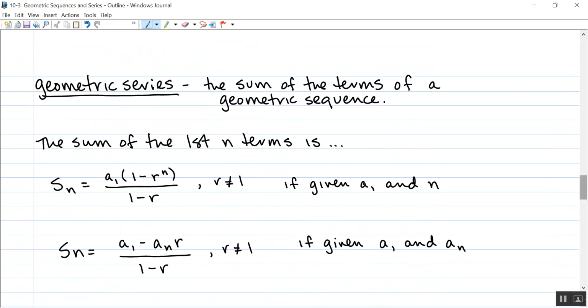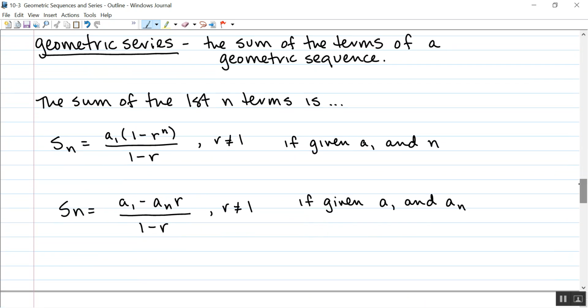And as we saw with arithmetic sequences, we can also do a series. We can also do a geometric series, and that is the sum of the terms of a geometric sequence. And we have a couple formulas for this. The sum of the first n terms of a geometric sequence is s sub n equals a sub 1 times the quantity 1 minus r to the n over 1 minus r, where r cannot be equal to 1, obviously, because that would make your denominator 0.